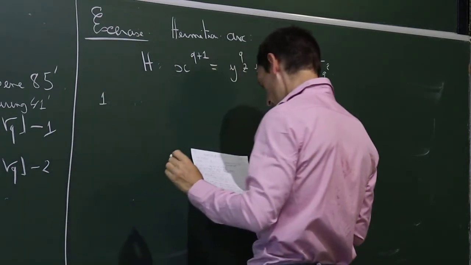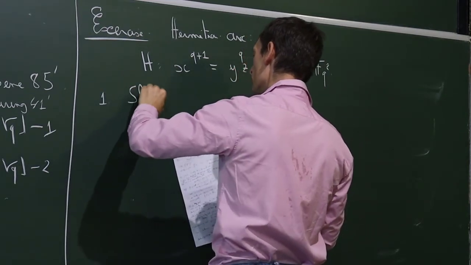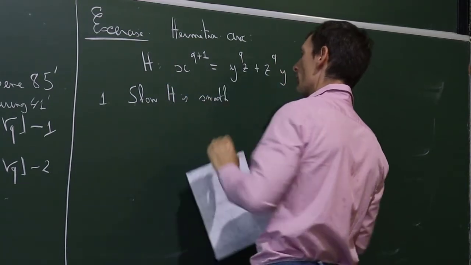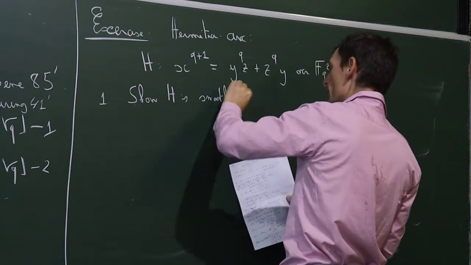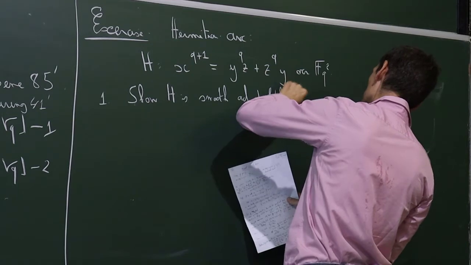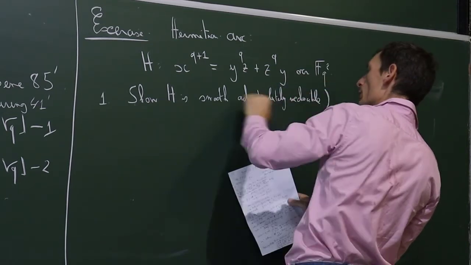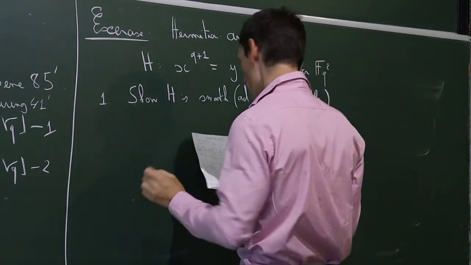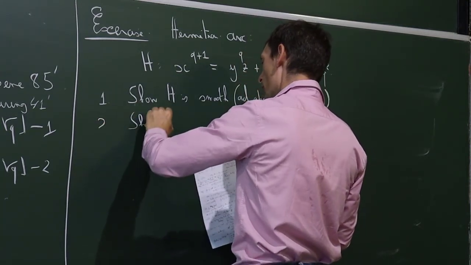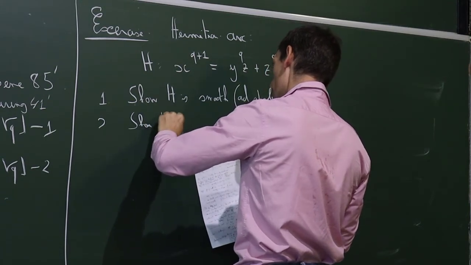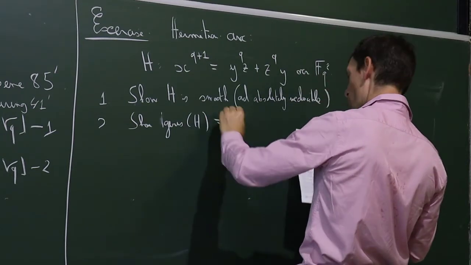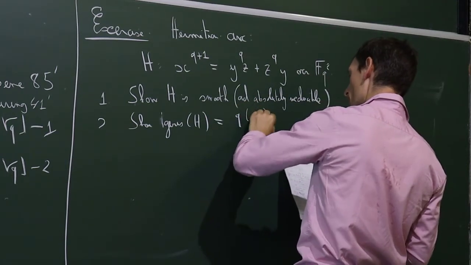As a first question, show that it is smooth and absolutely irreducible if you want. If it were not a plane curve, it would be easy to see. Show that the genus of H is q times (q minus 1) over 2.